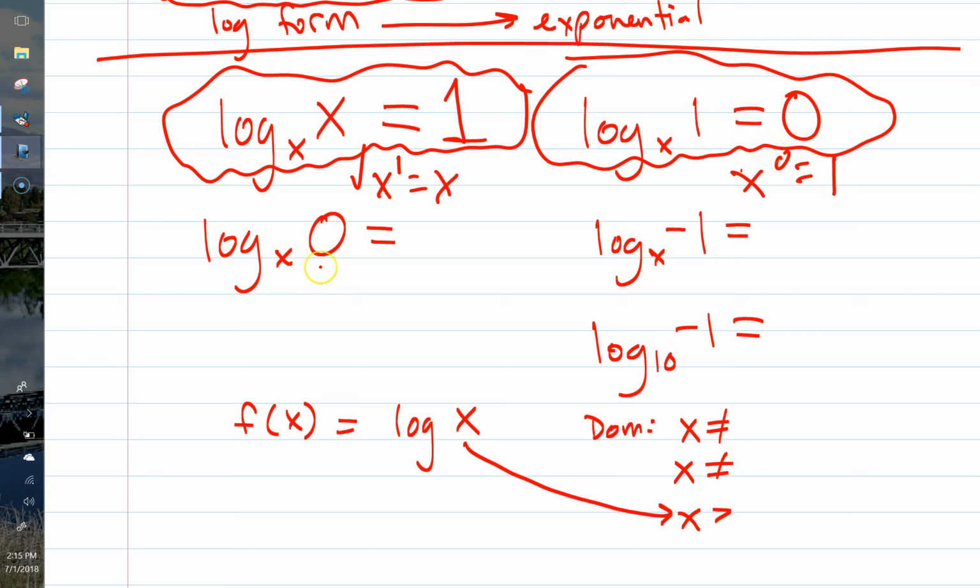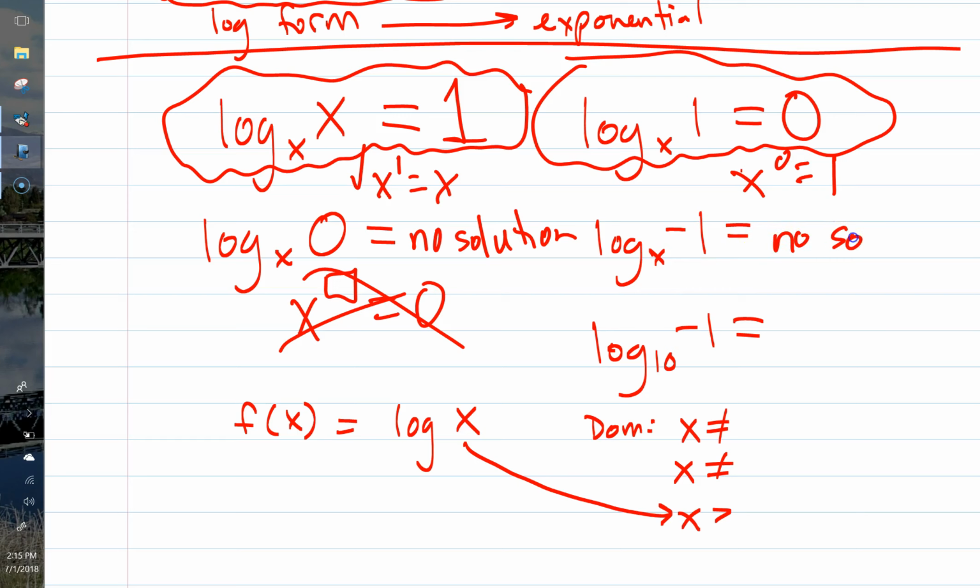How do I do this one? X to what power makes 0? We already did x to the 0 made 1, so x to what power would give us a 0? Well, this isn't going to work, because remember, I need my x to be positive, and if I raise it to a power, it's never going to become 0, so this actually has no solution. X to what power makes negative 1? Well, if the base has to be positive, and I raise it to an exponent, it will never be negative. This also has no solution.